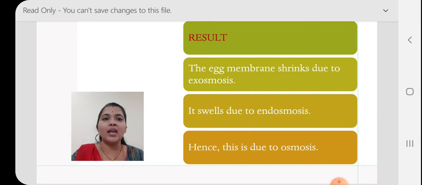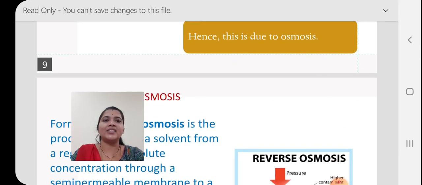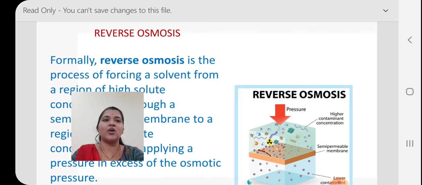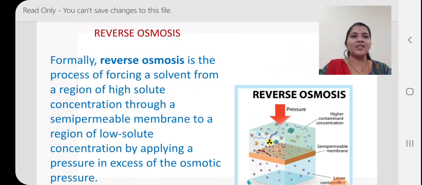I hope you all understood the experiment. So, let's see one more important concept here. It is nothing but reverse osmosis. Osmosis means movement of solvent molecules from less concentrated solution to more concentrated solution, right? So you also have reverse osmosis, in a reverse direction.